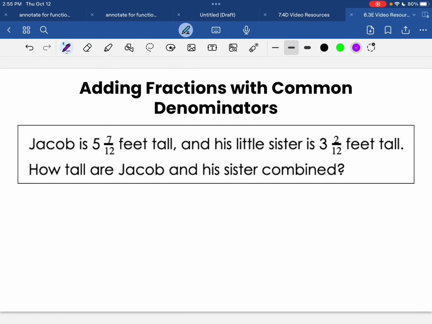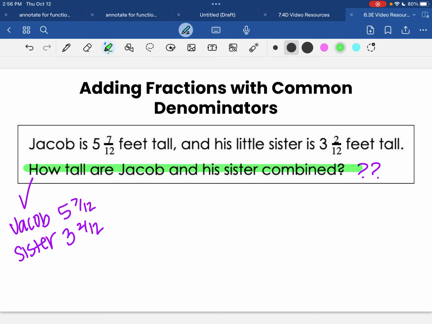All right, now we have one more. Jacob is 5 7/12 feet tall, and his little sister is 3 2/12 feet tall. How tall are Jacob and his sister combined? So when I look at what I know, I know Jacob is 5 7/12 of a foot. I know his little sister's height, which is 3 2/12. What I don't know is how tall his sister and he are combined.